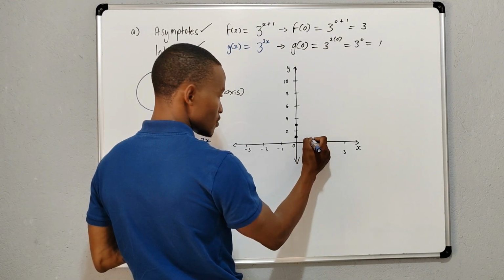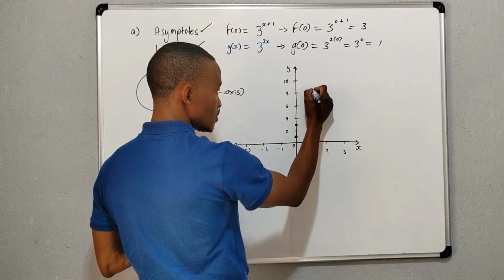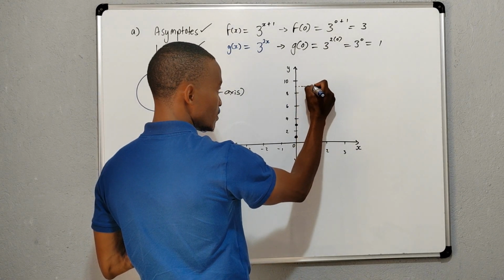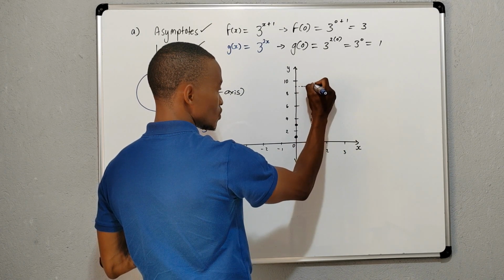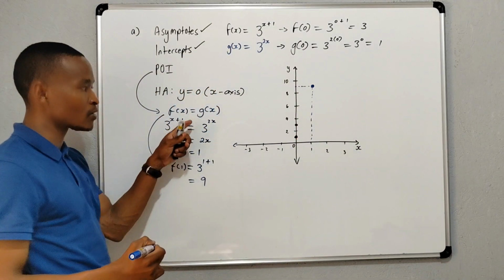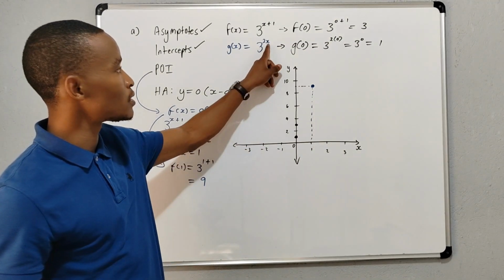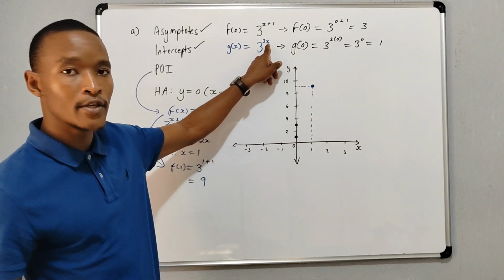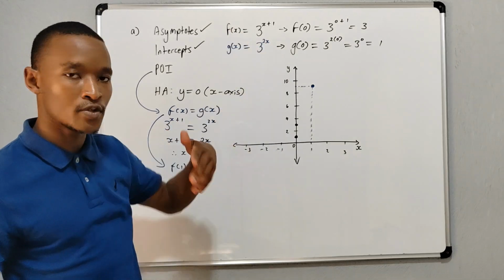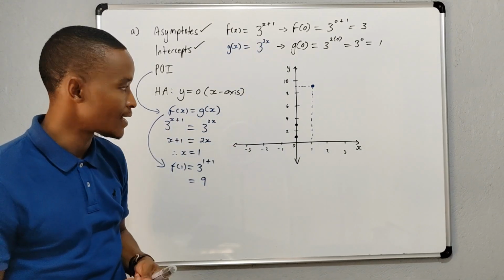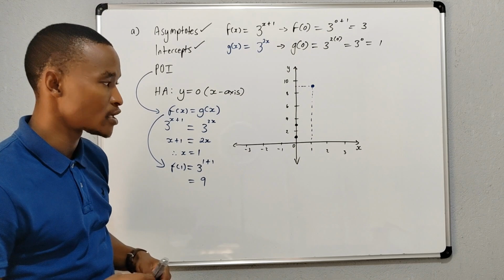So when x is equal to 1, right here at 9, the point of intersection will be there. You can convince yourself that even if you use g, you put 1 here, you will see that you have 3 to the power of 2, which is also giving you 9. Okay, are we ready to sketch?